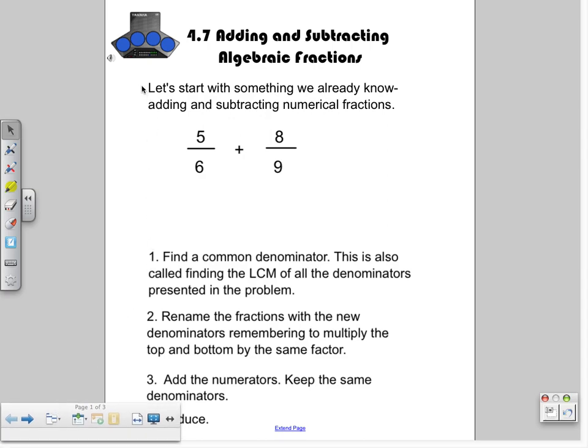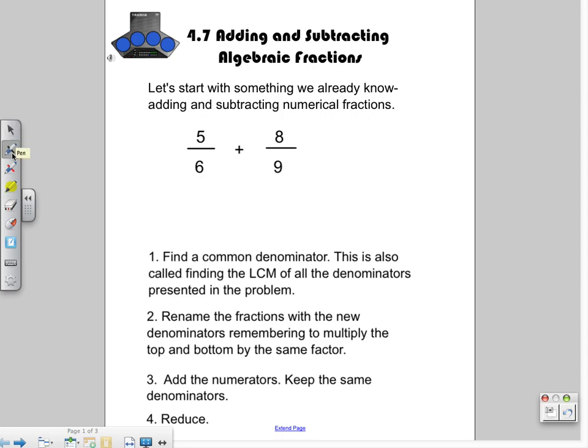So let's first hear the drums. Cool, drum pad. Okay, not really related to what we're doing, except for the anticipation of the answer. I know you can't wait to see what 5/6 plus 8/9 is.